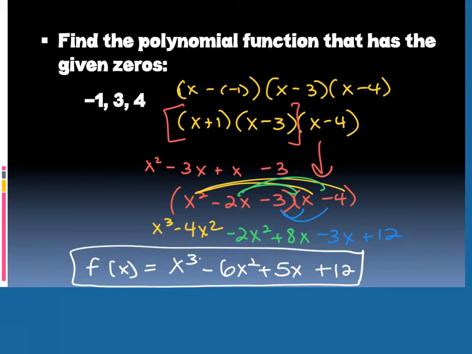So just change the signs, put them after the x, FOIL them out. Should be pretty easy stuff. Just be careful with your signs. Positives and negatives will be the death of you guys. Questions so far?